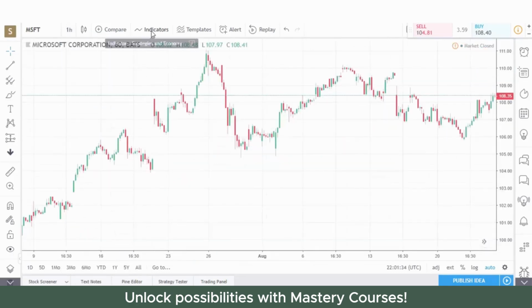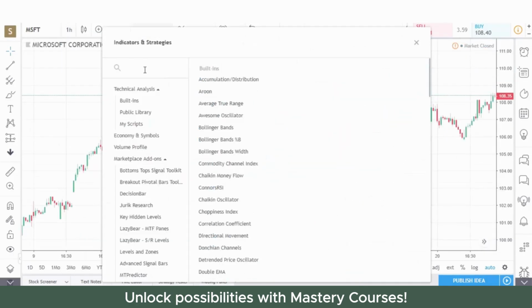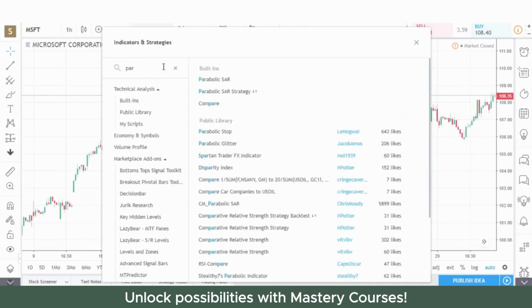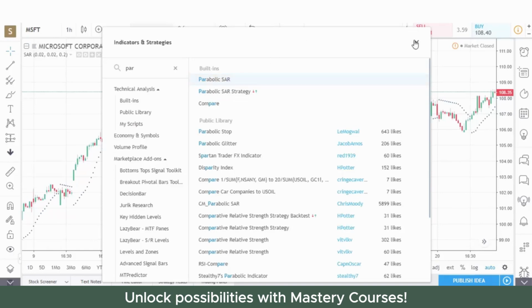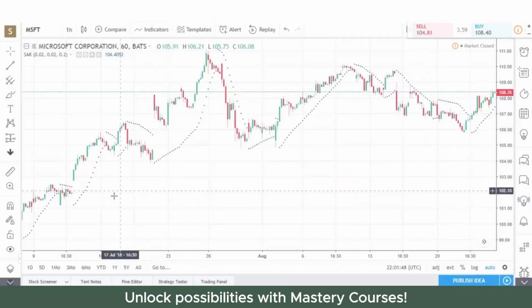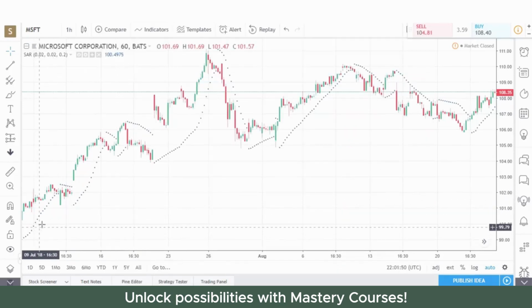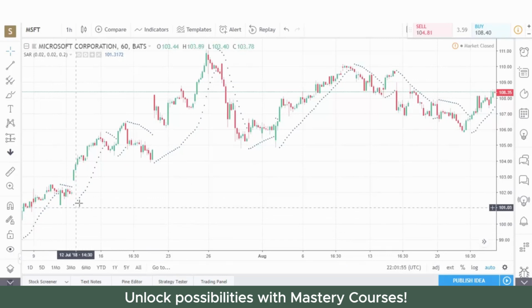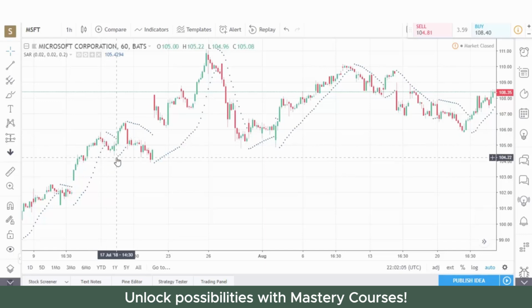And at the top, we're going to click on indicators. We're going to type in PAR. You see the parabolic SAR here. Click that. Close this box. And we see the parabolic SAR as the stock is moving up. You can see the dots are underneath of the price. And then as there are pullbacks in the stock, you'll see the dots shift to above the price.